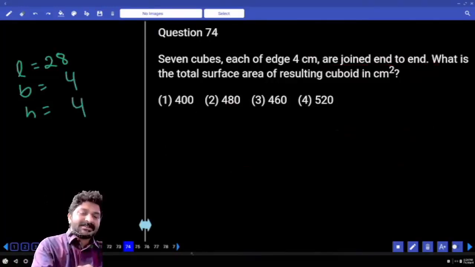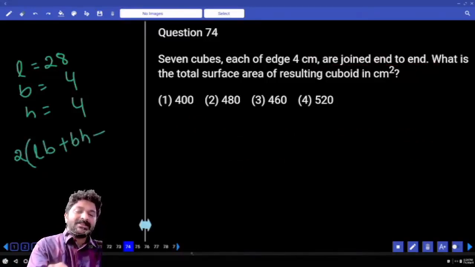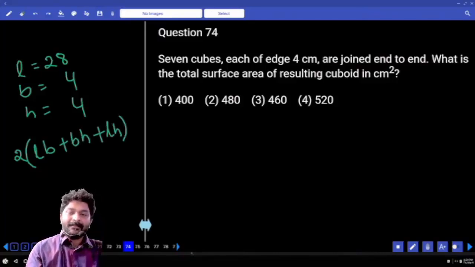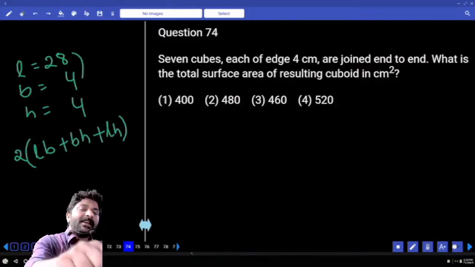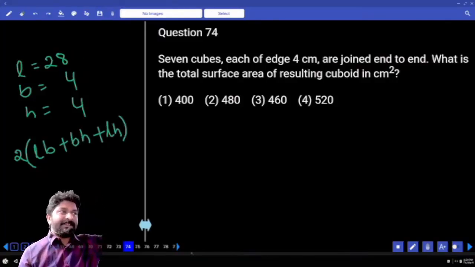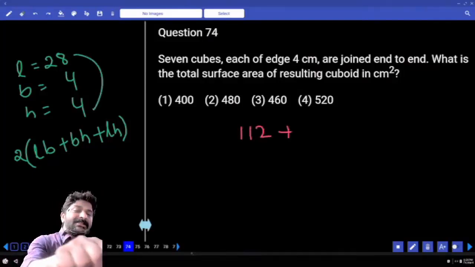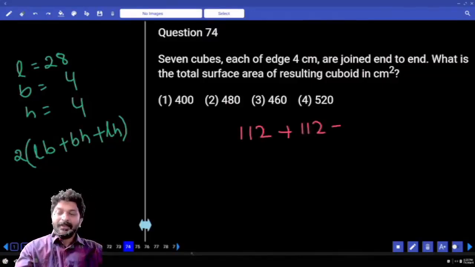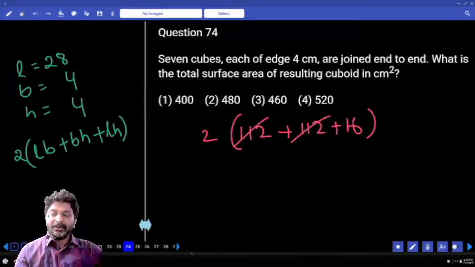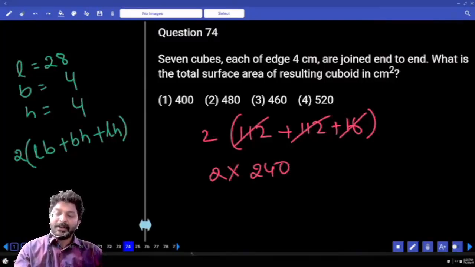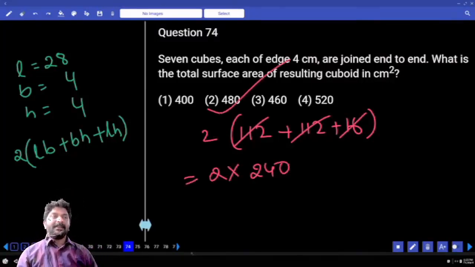Surface area, we already discussed. 2 times of LB plus BH plus LH. Right. LB is 28 times 4. Double, double: 28 double 56, 56 double 112. LH again 112, plus BH 16, and 2 times of it. 112 plus 112 is 224. 224 plus 16 is 240. 2 times of 240. Answer 480.